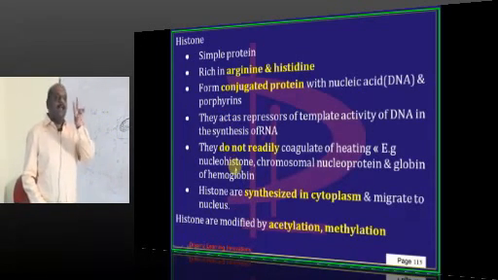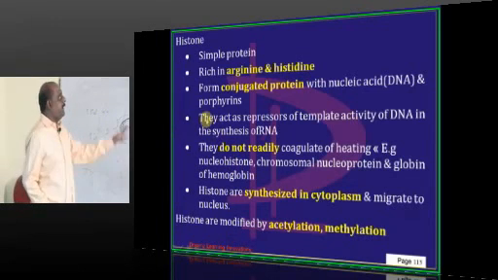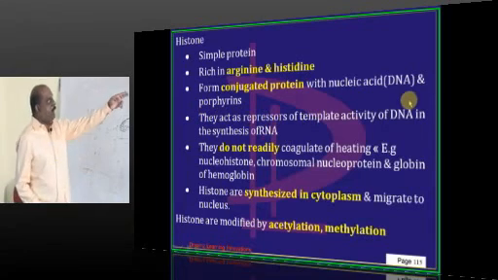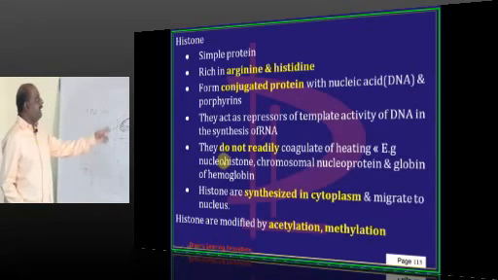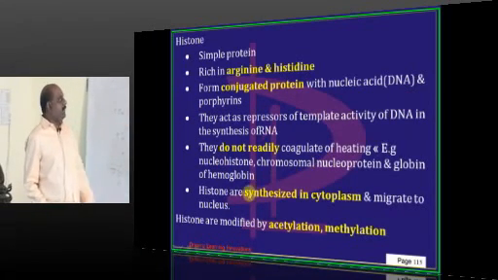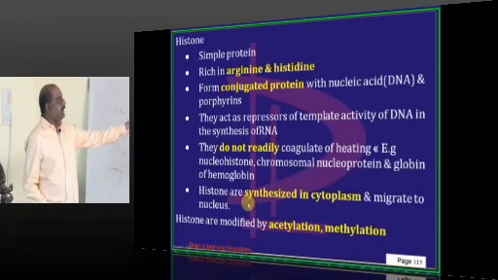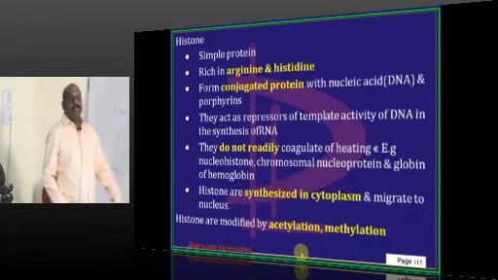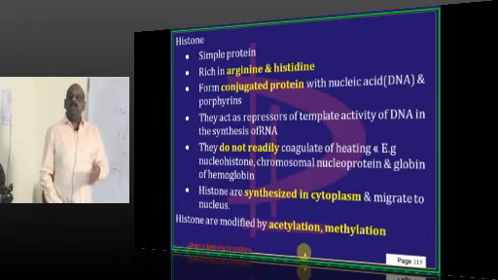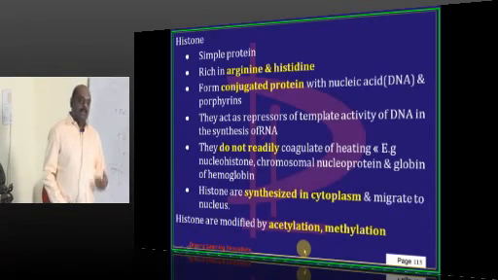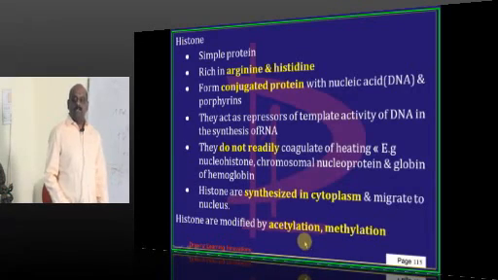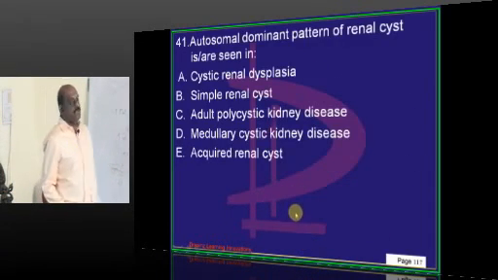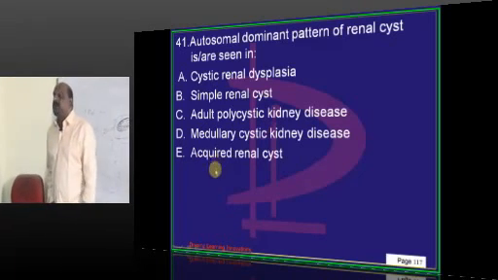What are the two amino acids very rich in this protein called histone? They are arginine and histidine. And they form a conjugated protein with the nucleic acid, that is the DNA, and they do not readily coagulate on heating, and they are synthesized in the cytoplasm but ultimately migrate into the nucleus. And there are modifications which occur within the histone proteins. What type of modifications? They are acetylation and methylation, and there is a significance for those modifications, is what I want to underscore to all of you.